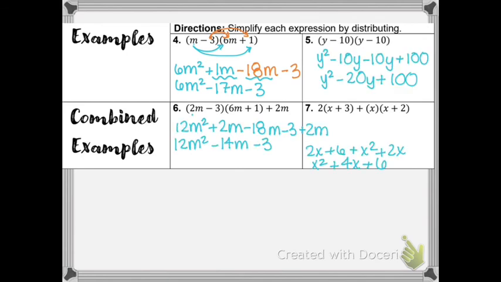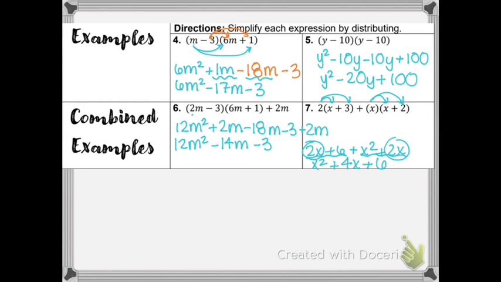Okay, what I hope you notice in this last problem is we have to distribute the 2 here, and we have to distribute the x here. And when I distribute there, I get 2x plus 6 right here, plus x squared plus 2x. And then lastly, I combine like terms. I'm adding the 2x's together because those are my only like terms. And I'm going to end up with x squared plus 4x plus 6.